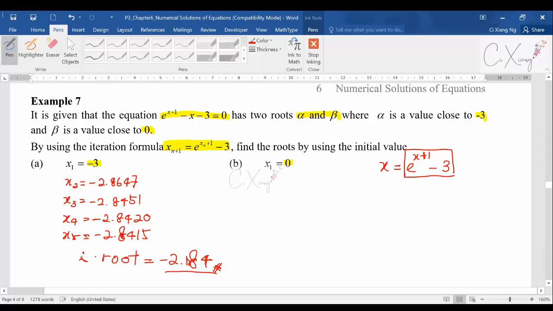Okay, alright, then how about for x1 equals 0? If you use this initial value, but you are using the same iteration formula, for this one you have negative 0.2817. And then after that, you have negative 0.9491.